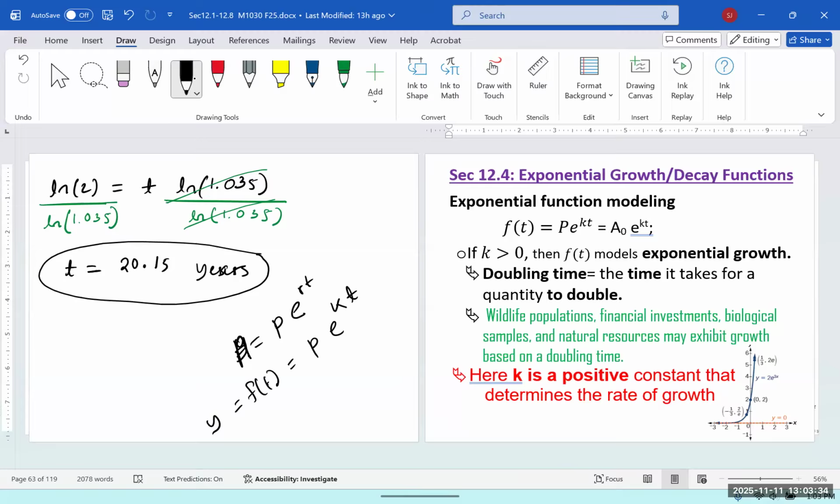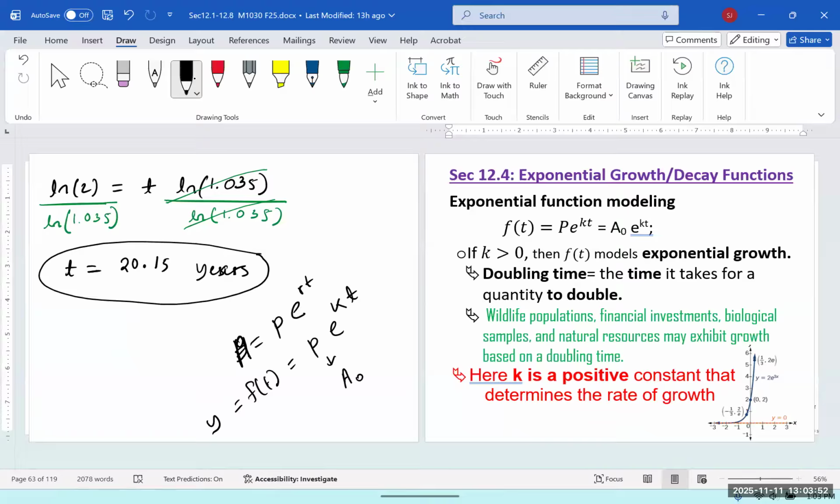The second one says, instead of P, we can use A initial. That 0 on the bottom of A means A initial. It's the initial amount you currently have, and it grows or decays over time.